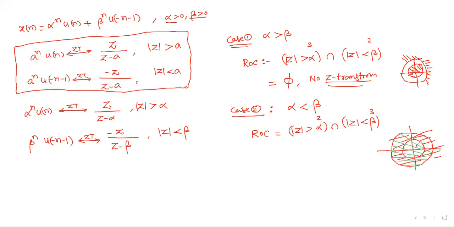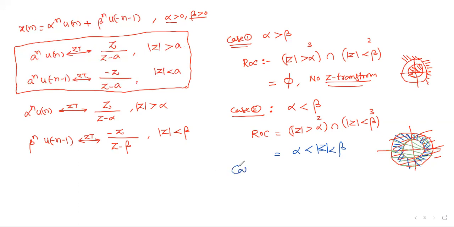Now if you see, what is the resultant ROC? The resultant ROC lies between these two regions. It is like a ring between these two circles. What will the resultant ROC become? Alpha less than mod Z less than beta. That means it lies between the 2 and 3 unit circles, right? That is what I have written over here.